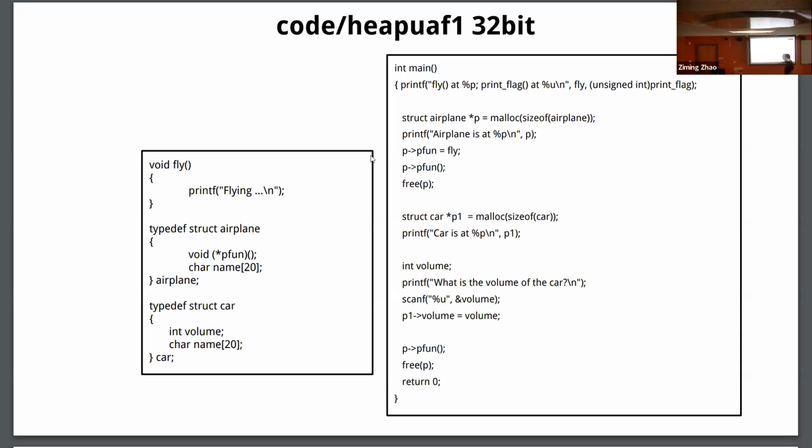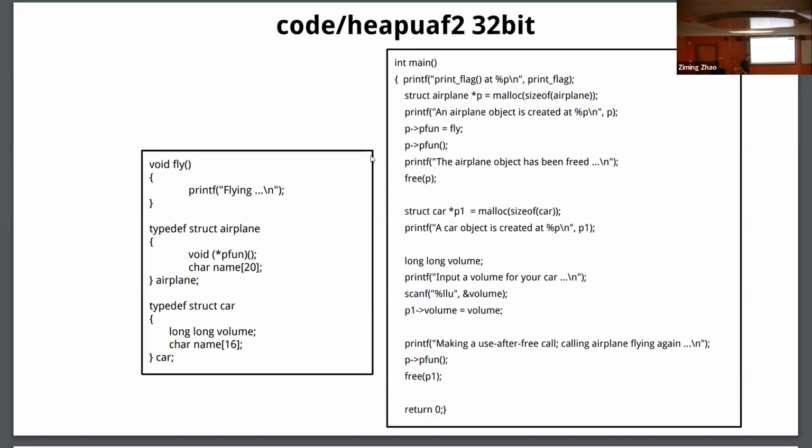To capture the flag here, you need to get the address of print flag and input that as the volume for the car. Later, it will be used as a function pointer to trigger that. So you can capture the flag. Make sense? Okay. So this is the first version of this.